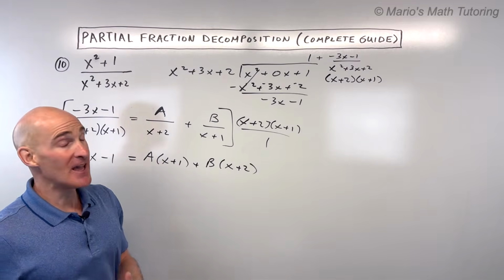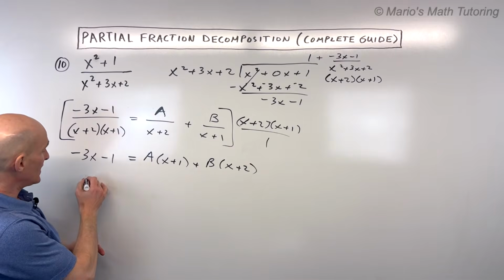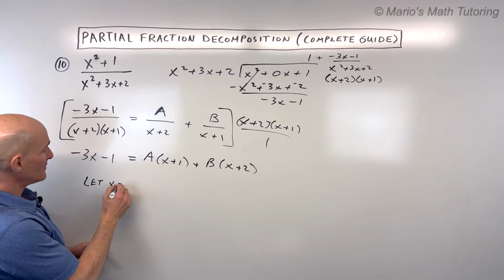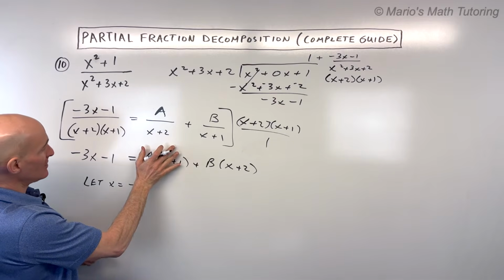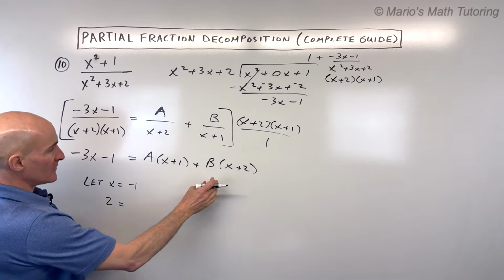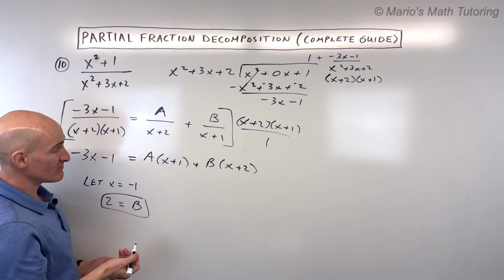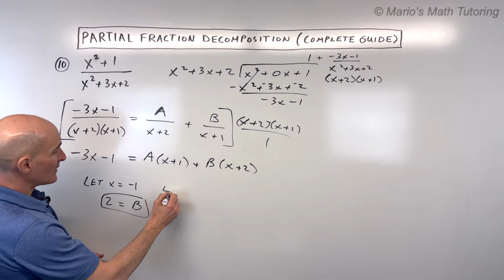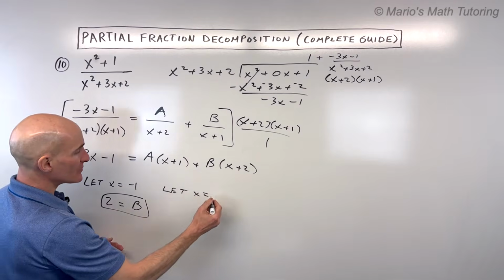Now this one is going to be really easy to do the strategic values, right? So we could just say let x equal -1. That's going to make this 0, right? This is going to come out to 3 minus 1, which is 2. And this is going to be negative 1 plus 2 is 1 times b is b. So we solve for b. That was pretty quick. We can also say let x equal negative 2.